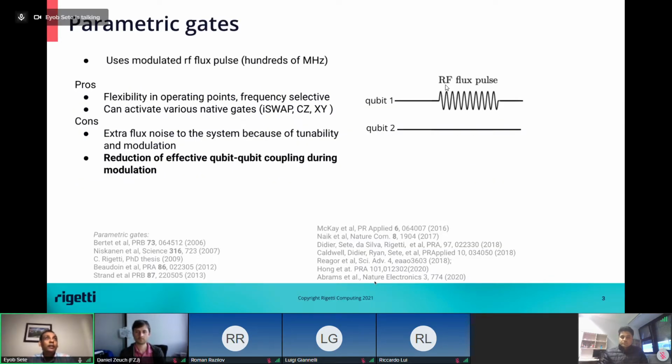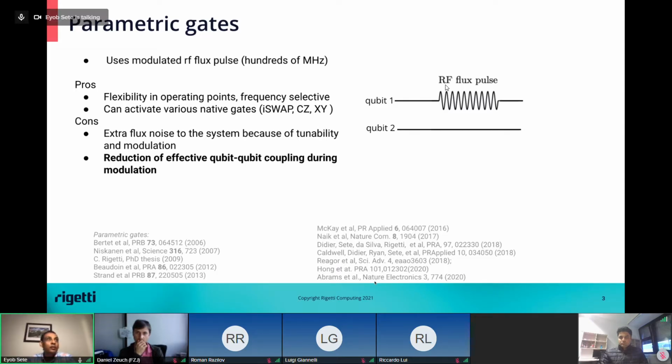So parametric gates: if you have two coupled qubits, there are several ways to activate entangling gates. One way is to activate the gate parametrically, meaning you send in a modulated RF pulse, usually a few hundred megahertz in frequency, to activate the gates between them. So the qubits can be detuned. You don't have to bring them into resonance, but they could be detuned by 400, 500 megahertz. But by sending in a modulated flux pulse at the frequency difference between the two qubits, you can activate what we call parametric gates. So what are the pros and cons of these gates?